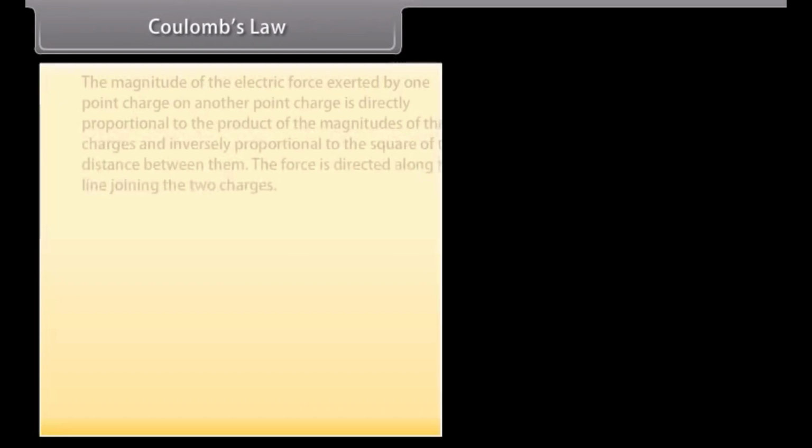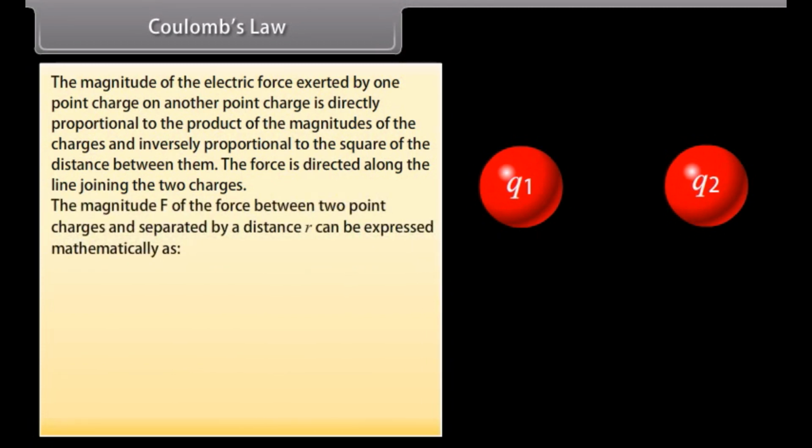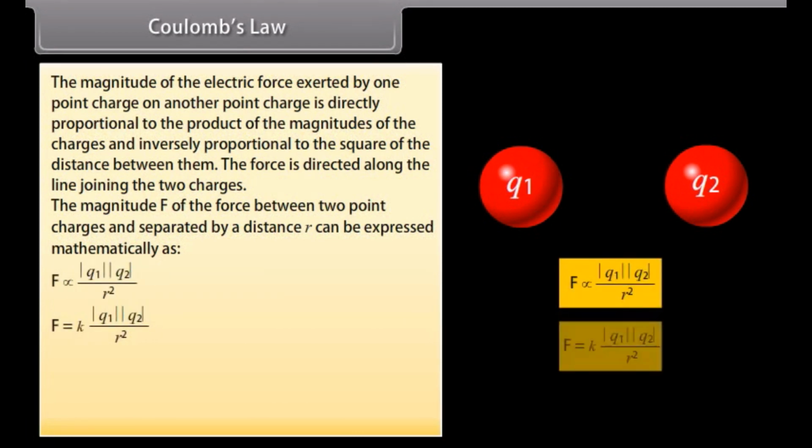Coulomb's law. The magnitude of the electric force exerted by one point charge on another point charge is directly proportional to the product of the magnitudes of the charges and inversely proportional to the square of the distance between them. The force is directed along the line joining the two charges. The magnitude F of the force between two point charges Q1 and Q2 separated by a distance r can be expressed mathematically as F = K |Q1||Q2| / r².